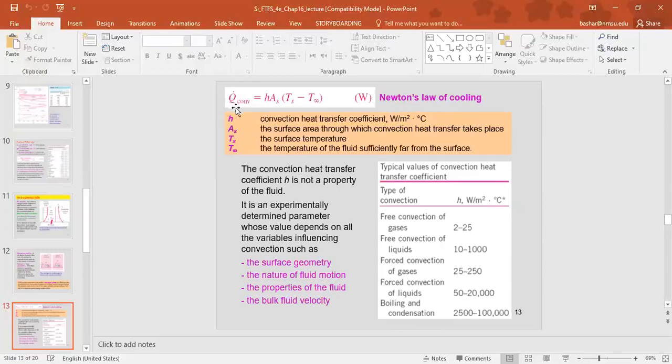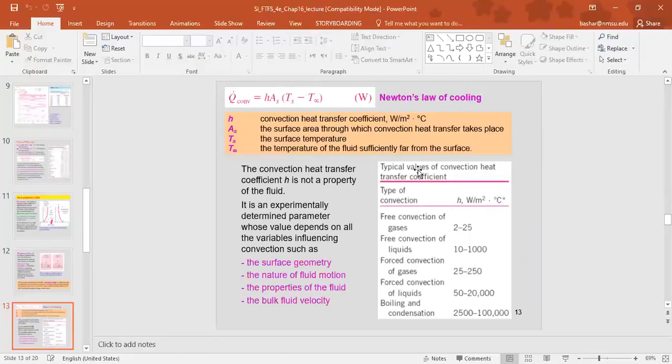The convection heat rate is controlled by a law called Newton's law of cooling. That's h A_s times (T_s minus T infinity). Here the subscript s refers to the solid surface. A_s is the surface area, while T_s is the surface temperature of the solid. The h is a new parameter called the convection heat transfer coefficient, and according to this law it has the units of watt per meter squared Celsius or Kelvin, since we are talking about a temperature difference.